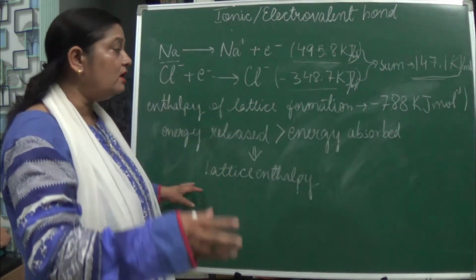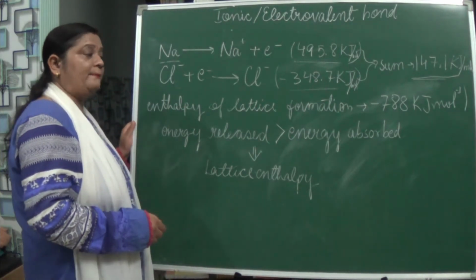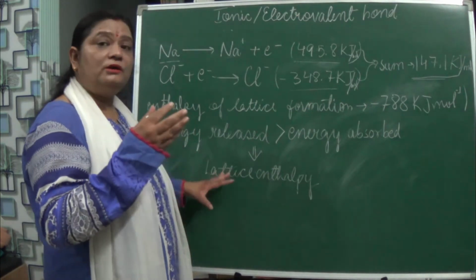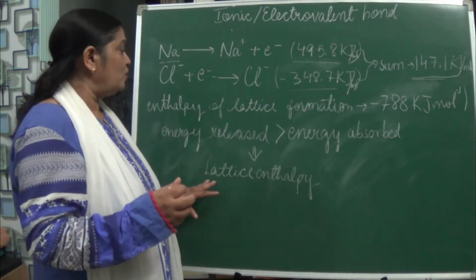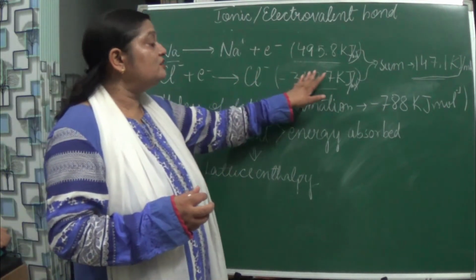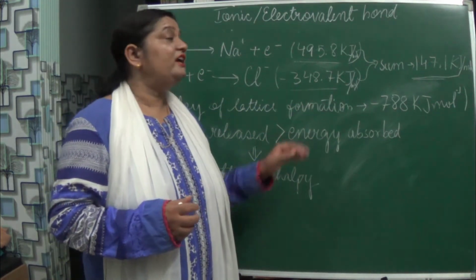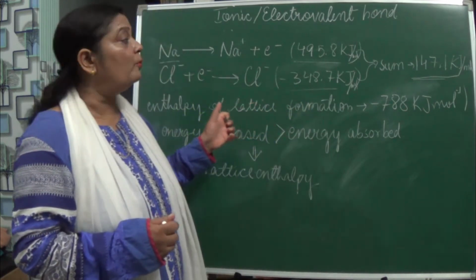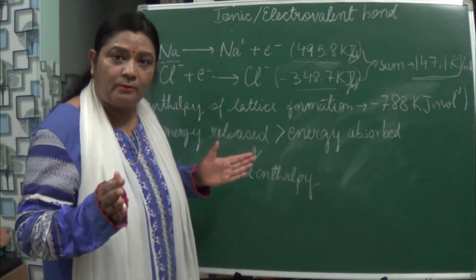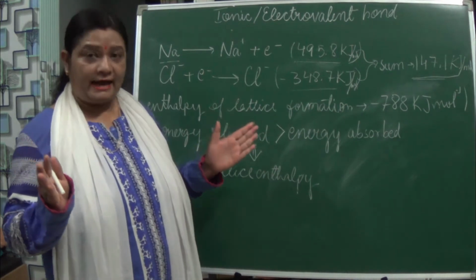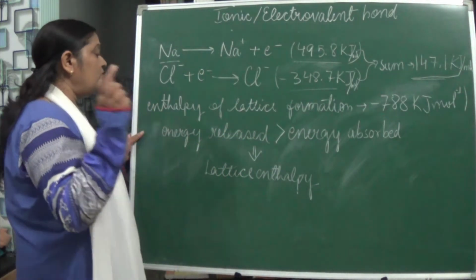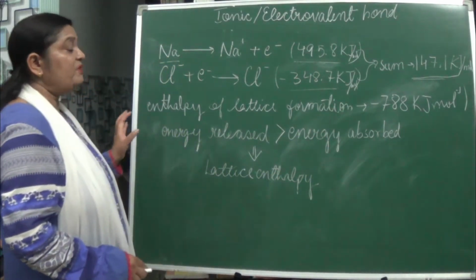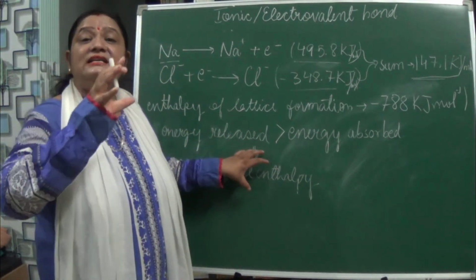But in order to break the bond, it requires energy. So here energy released is more than the energy absorbed. It means this is in favor of the formation of the bond rather than the cleavage of the bond into different atoms. When we say energy released is more than the energy absorbed, this is explaining lattice enthalpy.